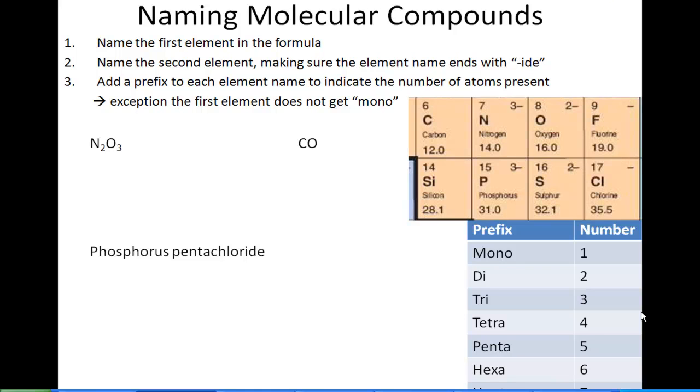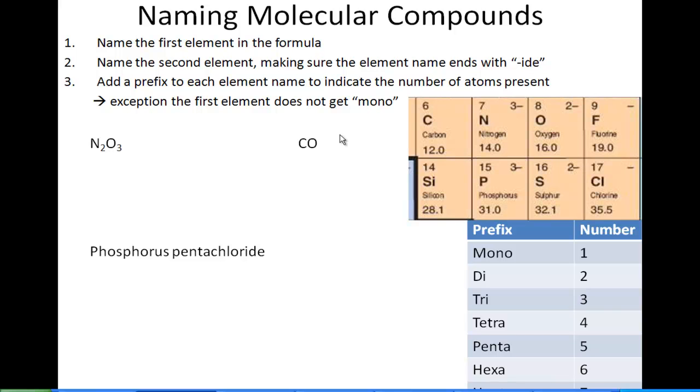Hey, it's Mr. Lum again, and in this Chemistry 11 video, we're going to be talking about naming molecular compounds. A molecular compound is a compound which has a covalent bond, or an easier way to think of it is two nonmetals that are sharing electrons.